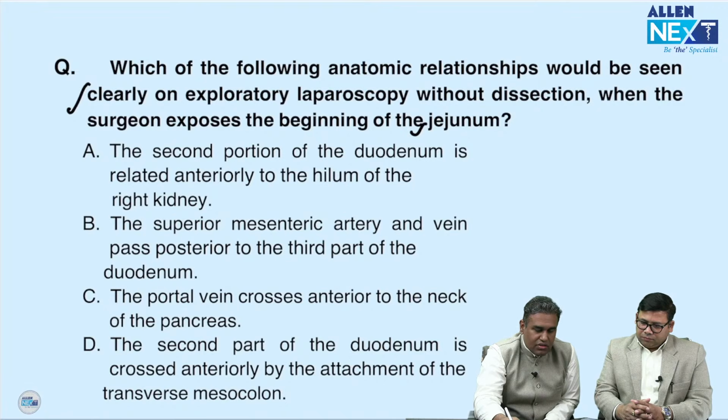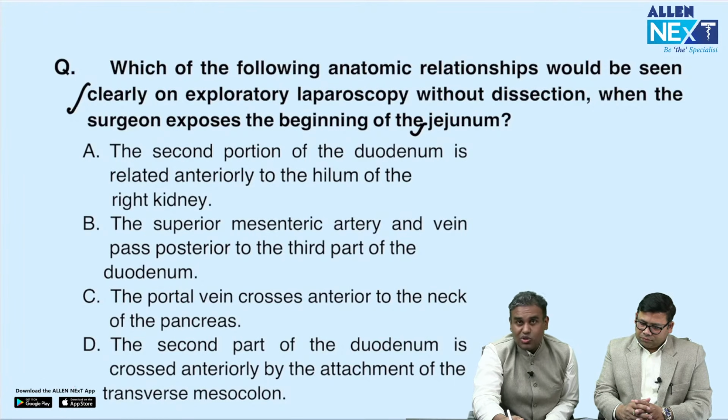The options over here are: the second portion of the duodenum is related anteriorly to the hilum of the right kidney, or the superior mesenteric artery and vein pass posterior to the third part of the duodenum. The portal vein crosses anterior to the neck of the pancreas, or the second part of the duodenum is crossed anteriorly by the attachment of the transverse mesocolon.